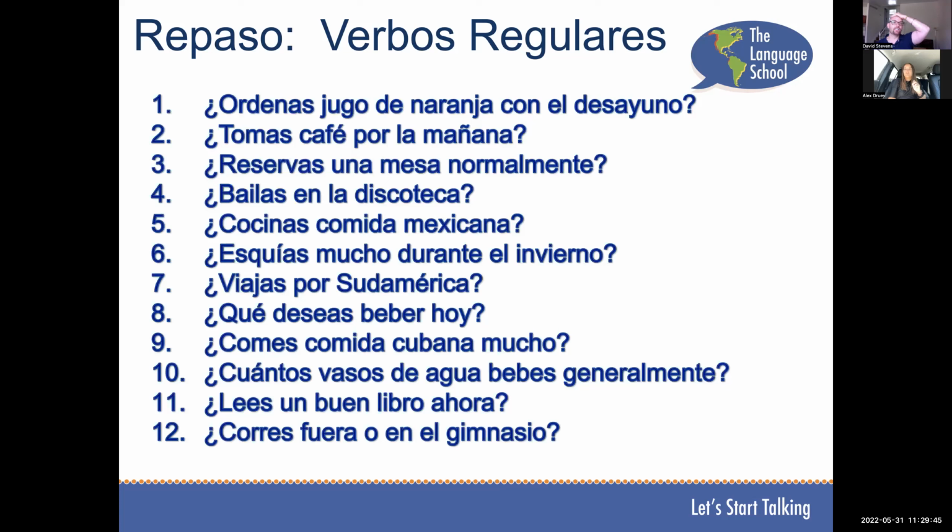Vamos a conversar, Alex. ¿Ordenas jugo de naranja con el desayuno? ¿Qué significa el desayuno? El desayuno significa breakfast. Do you order orange juice for breakfast? Sí. Ordeno jugo de naranja con el desayuno.